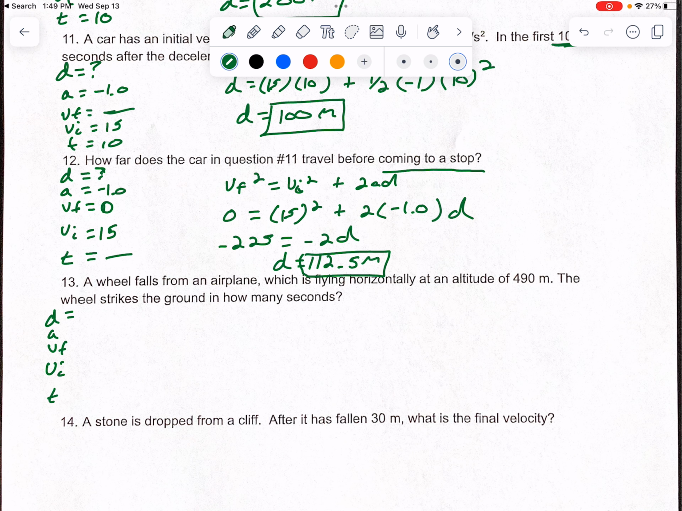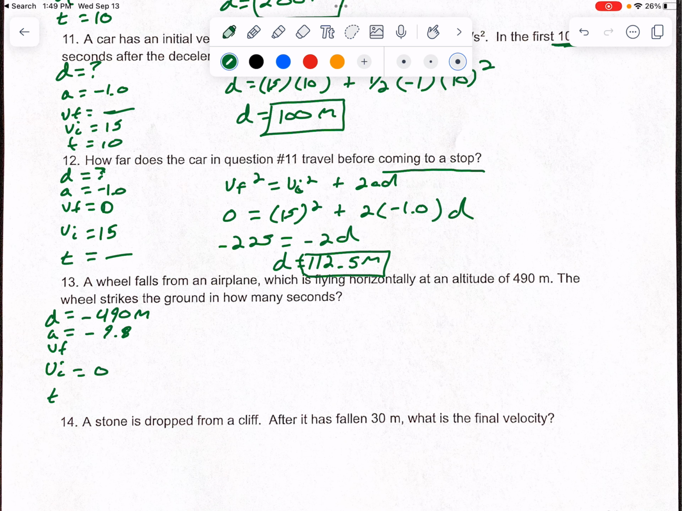Now, a wheel is going to be falling from that plane. So if it's falling that distance, that's technically a negative 490 meters. Okay, we're not going up to it. We're falling from the height of the plane, which is 490. So it's technically negative 490 from where it was. Now, since it's falling, now we get to use gravity. So negative 9.8 is going to be your acceleration. Now, your initial velocity is going to be 0.